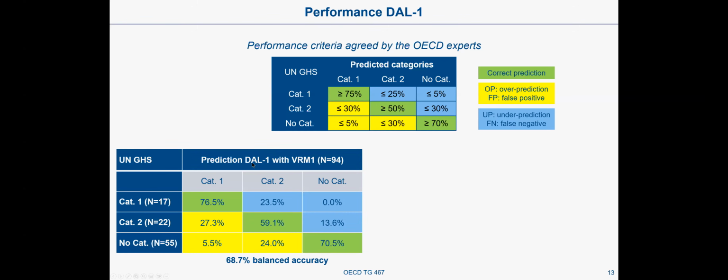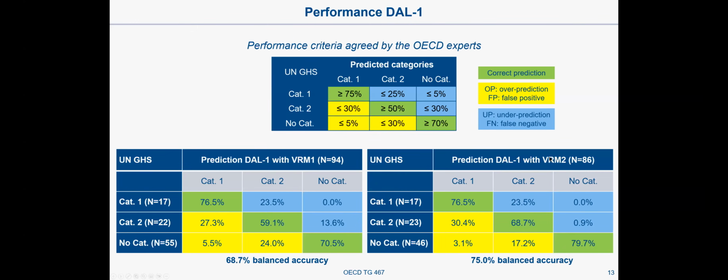Then DA1 was evaluated based on 94 liquids in total. So 17 cat 1s, 22 category 2s, and 55 no cat liquids. And 67% of the cat 1s were correctly identified, 59% of the cat 2s were correctly identified, and 70.5% of the no cats were correctly identified, resulting in a balanced accuracy of 68.7. And the balanced accuracy is the average of the values in the green cells.